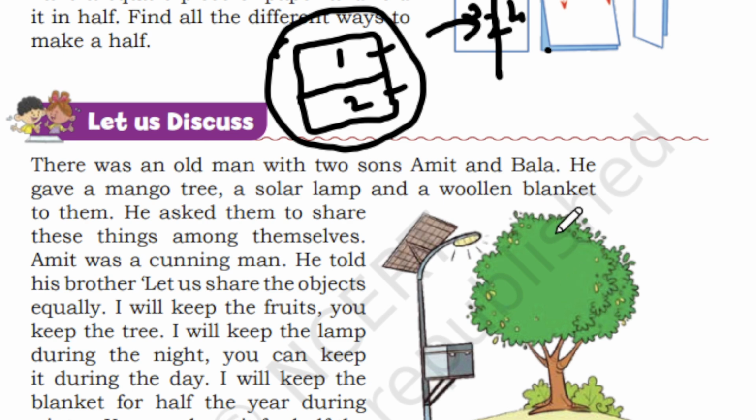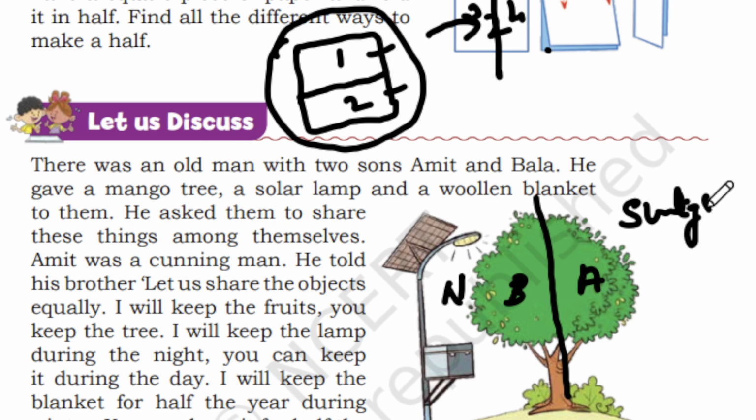So what do they have to do? They have to share the tree equally. Maybe like this. So one half to Amit and one half to Bala. So they can collect the fruits from the right hand side for Bala and the left hand side for Amit. Like this, they can share the tree in halves. Okay. And the light. So light is needed only during the night, right? Because in the daytime we have natural sunlight, which is the sun. So we don't require the light. So at night time, yes, they can share the light for both of them.